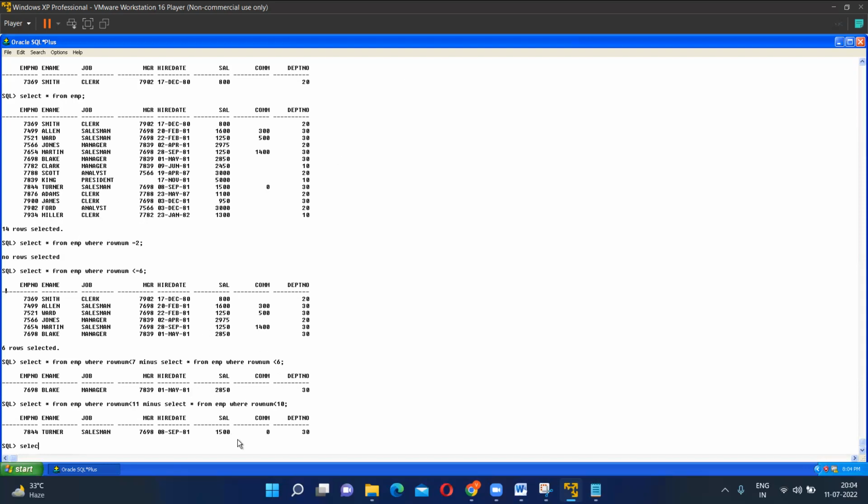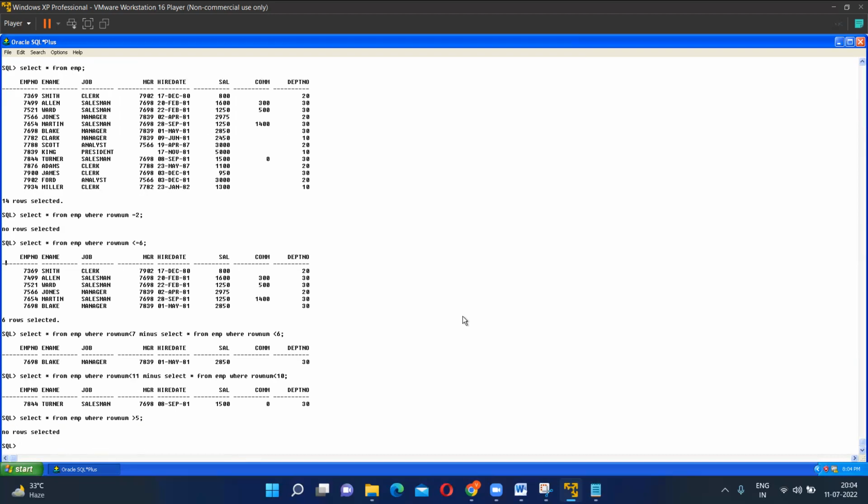If I write select star from EMP where Rownum greater than 5, can you tell me the output? The output will be no records selected. We cannot use greater than, and we cannot use equal to any number apart from equal to 1. Am I clear? Yes or no, guys? Yes.